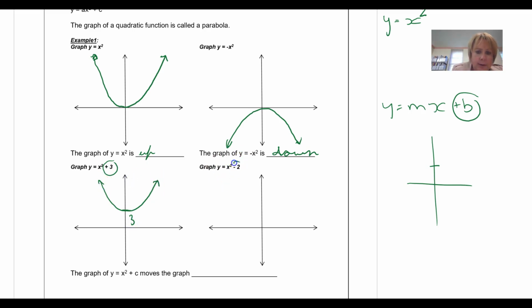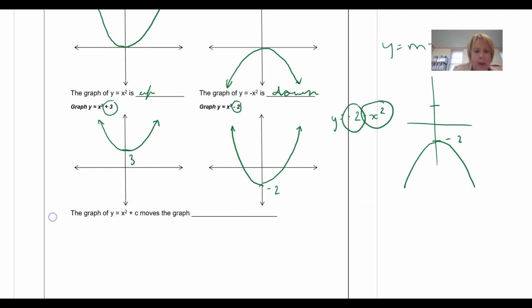This one here, it's at -2. So it comes down to -2, and there's the graph. It's still happy. If it was -2 minus x squared, then it would be at -2 and down. So each thing tells us a separate thing. So the plus c at the end moves the graph up and down the y-axis.